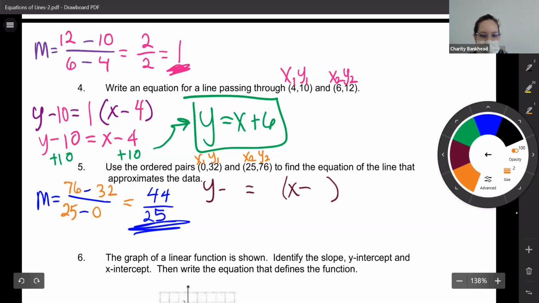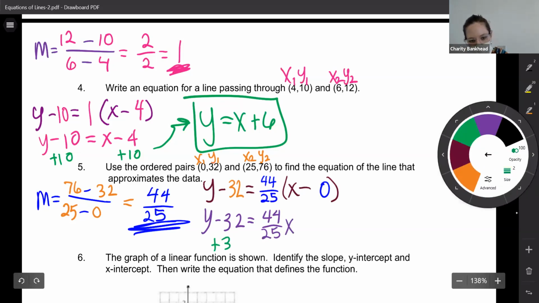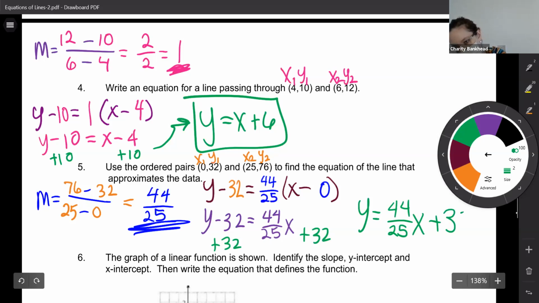All right, so y minus 32 equals 44 over 25 times x minus 0. So that's y minus 32 equals 44 over 25x. And then just add 32 to both sides. So y equals 44 over 25x plus 32.